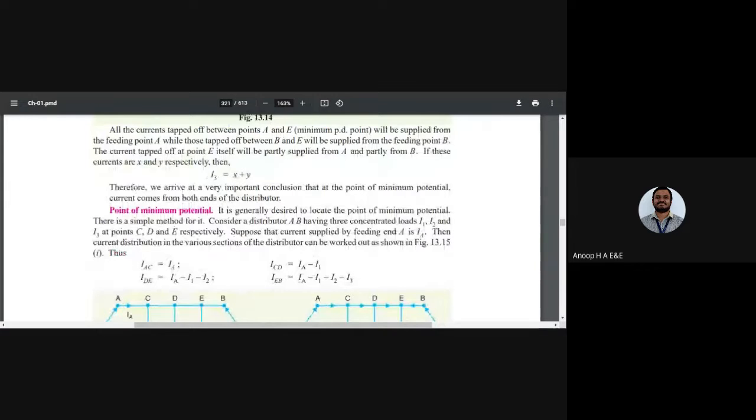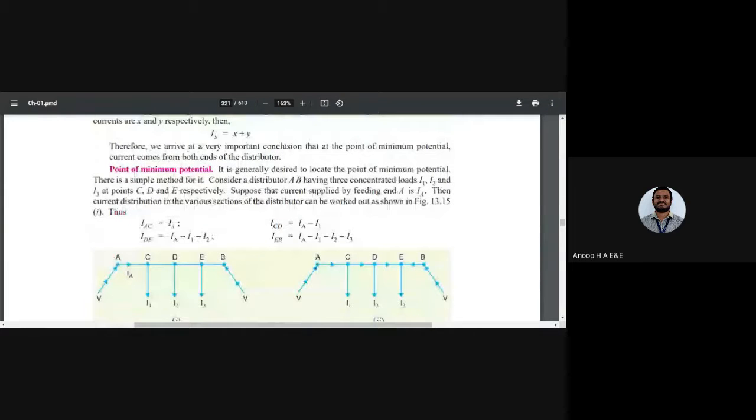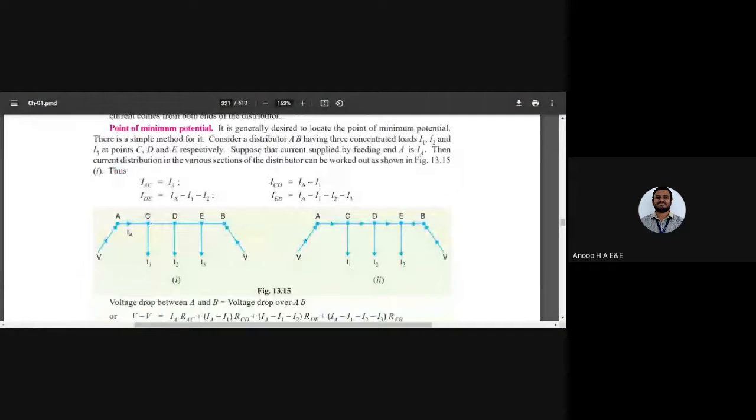Now, how do I establish a point of minimum potential? It is generally desired to locate the point of minimum potential. It is a simple method that we are going to understand. You have to draw the concentrated loadings from one part and represent it like this. Let us take these diagrams and try to understand the potential drop between points A and B, taking the entire distributor line length. Once I start at IAC, that has a current flow of IA.